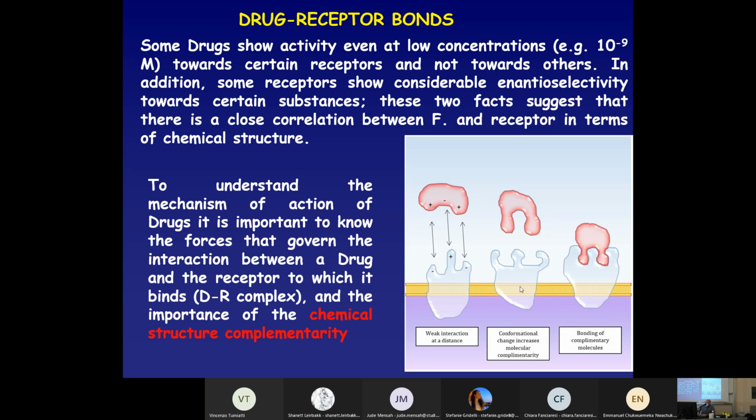And when a drug is very close to the target, it's possible to have a mutual interaction, and so perhaps also the target can have small modifications in order to have an optimal interaction with the drug, with the molecule, with the agonist. This is due to the different forces involved in the interaction, the influence of these forces on the drug receptor interaction.